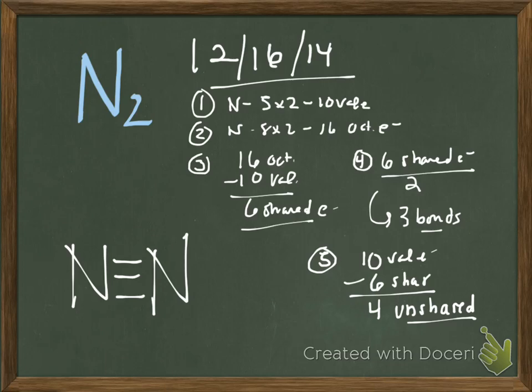Okay, so we've got a triple bond. Are we done? What do we have left? 4 unshared electrons, so 2 unshared pairs. So boop, boop, boop, boop. Are we done? Hey, lo and behold, we are.